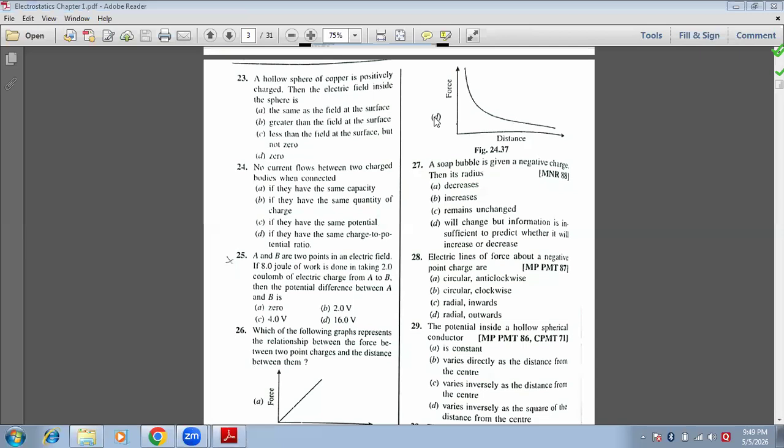Correct answer, option D. Graph between force and distance is a downward sloping curve.